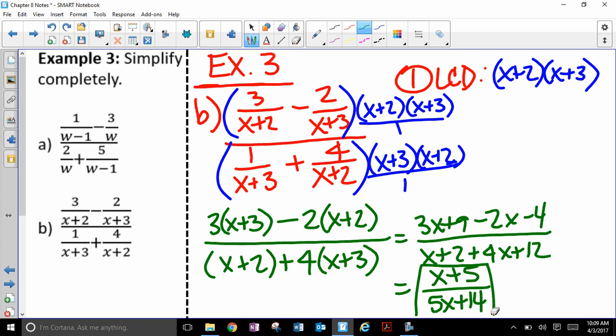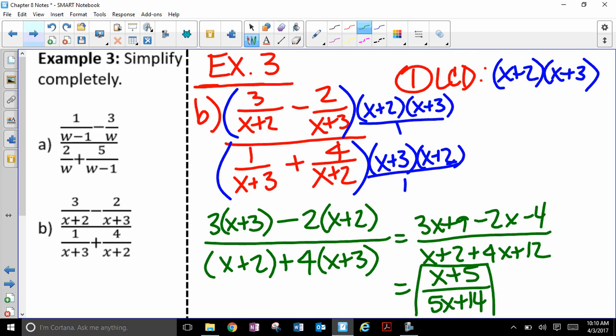And that's your answer, because you can't cancel anything, because x plus 5, you see an addition sign, that should be in parentheses. 5x plus 14, you see another addition sign, that should have parentheses around it as well, so you can't cancel the x's or the 5's. Okay.